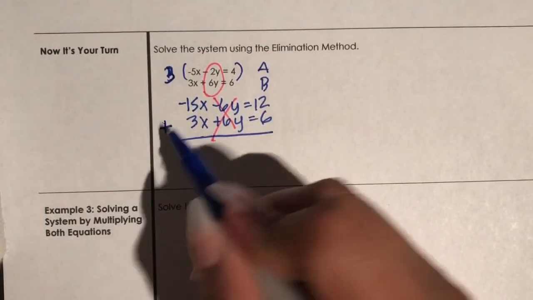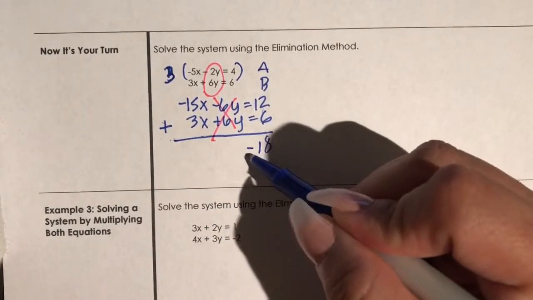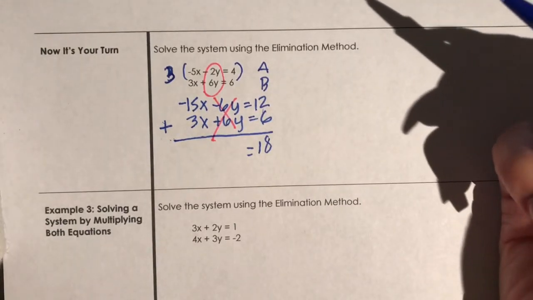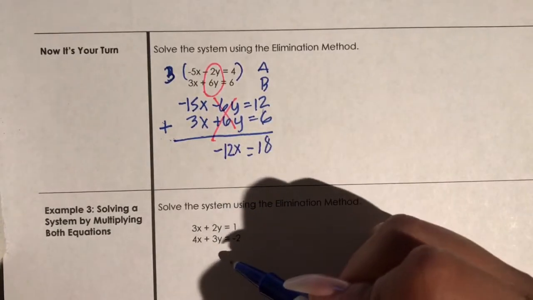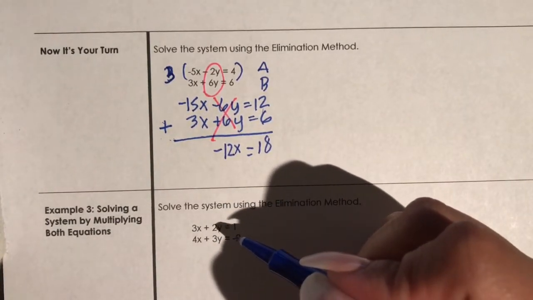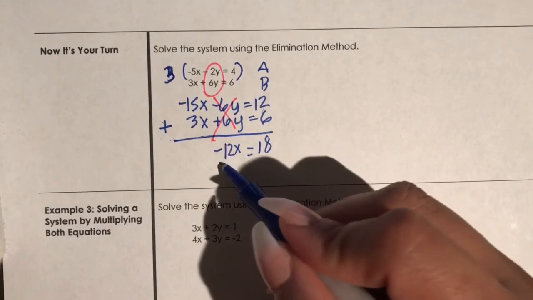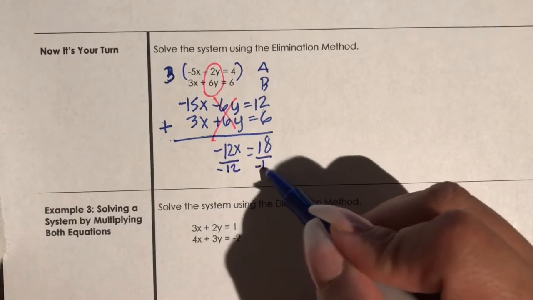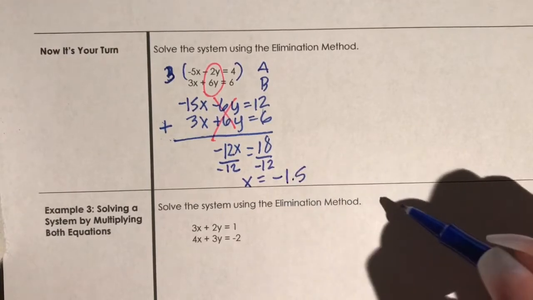Let's solve by adding vertically. 12 plus 8 is 18. Equal sign. Negative 15 plus 3 is negative 12x. So that's negative 15x plus 3x. We want to solve for x, divide both sides by 12 or negative 12. X will become negative 1.5.